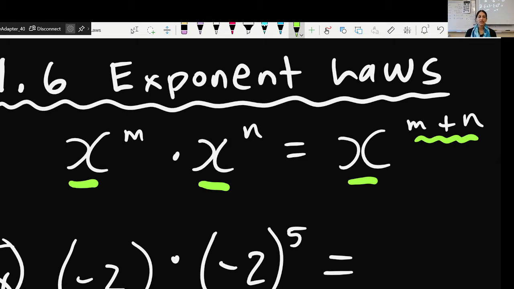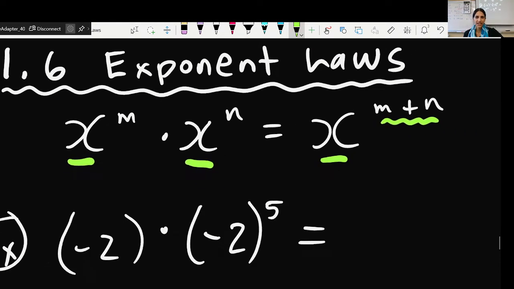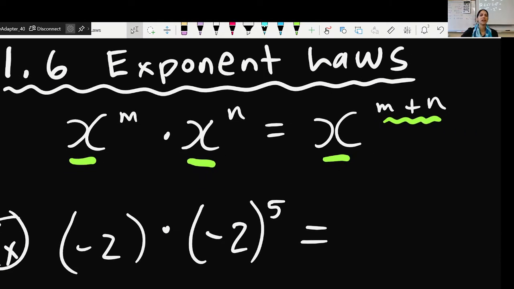So this unit or this section requires a little bit of memorization because this is a rule that you'll have to know, but we're going to practice it a lot, so I think that'll be okay. So let's take a look at what an example of that might look like.